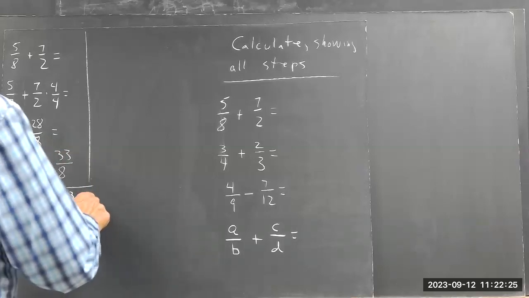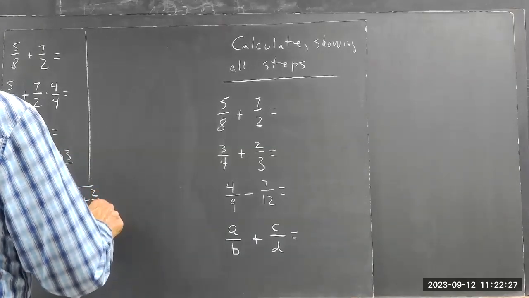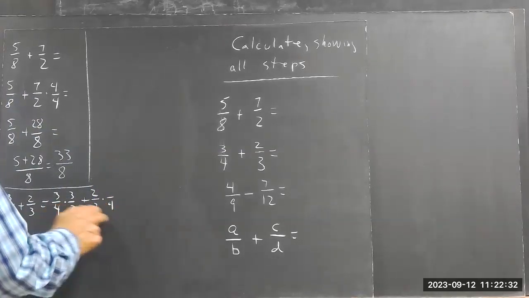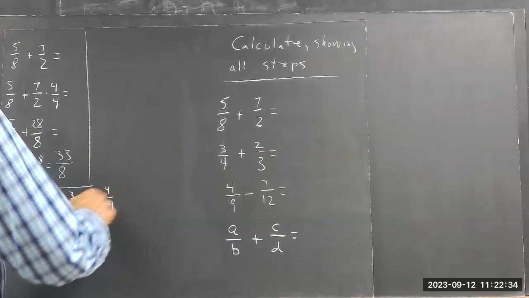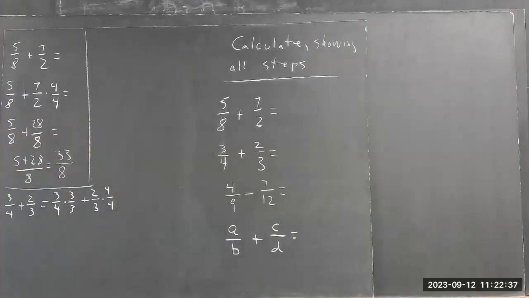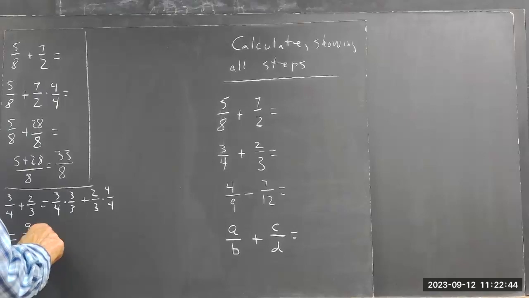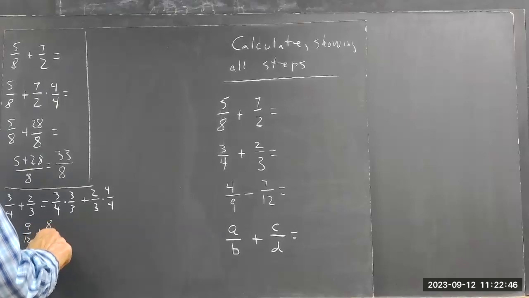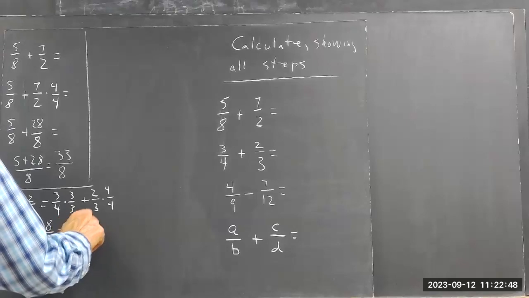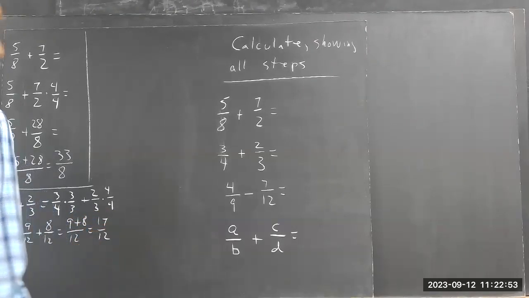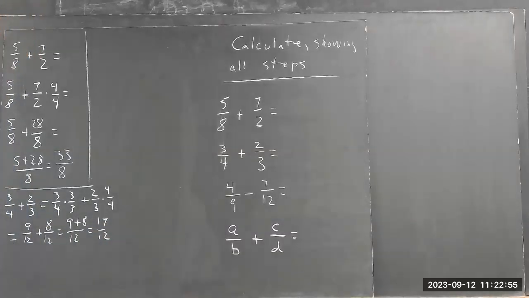And then we have 2/3. We're going to have to multiply the denominator by 4 to get the common denominator of 12, so we have to multiply the numerator by 4 as well. And that's 9 over 12 plus 8 over 12, which is 9 plus 8 over 12, which is 17 over 12. I think maybe I did that one right all the way through.